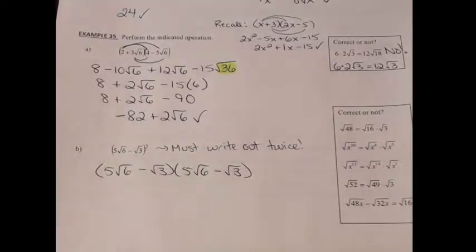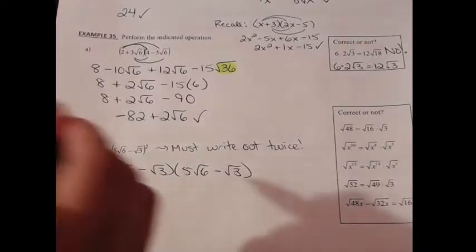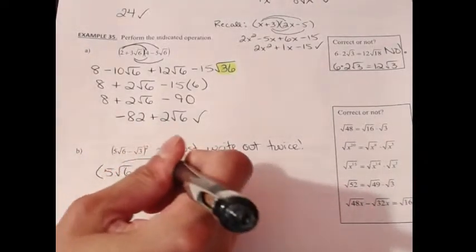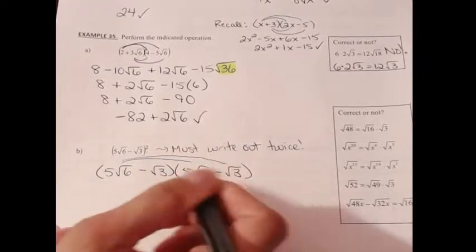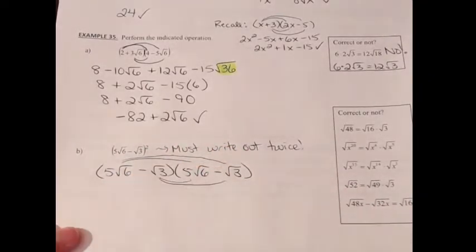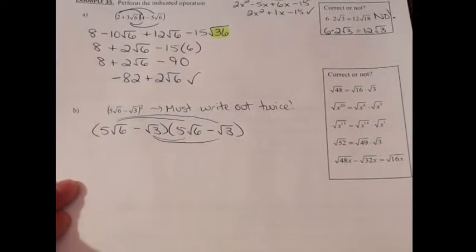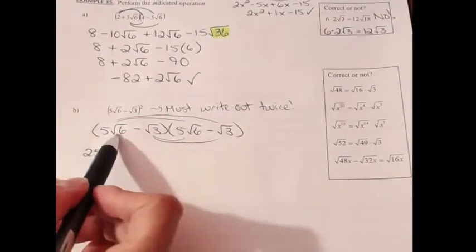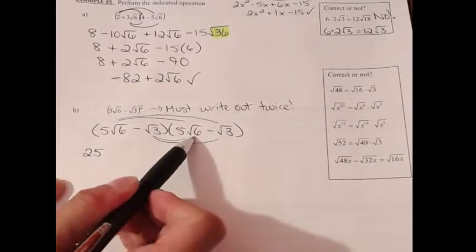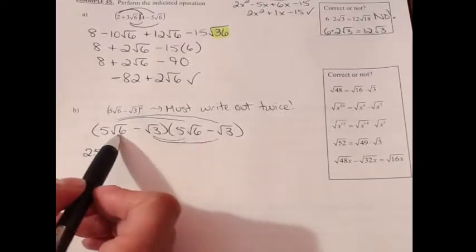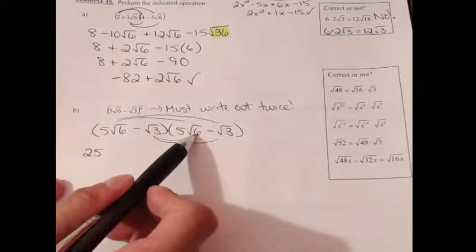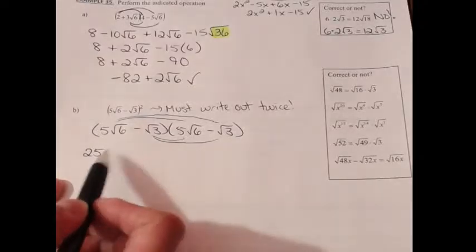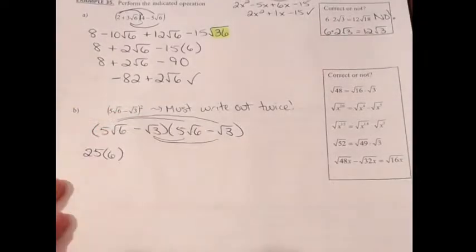Once we've rewritten this expression so that it is the product of 2 binomials, then we can distribute. I like to draw my lines of distribution. Like I said, it just kind of keeps me accountable. So I'm going to start with 5 times 5, that's 25. Square root of 6 times square root of 6. Is it okay with you if I say I know that square root of 6 times square root of 6 is square root of 36, which is 6? So instead of writing square root of 36, I just write 6. I hope you're okay with that.